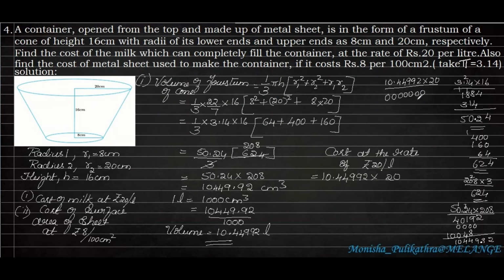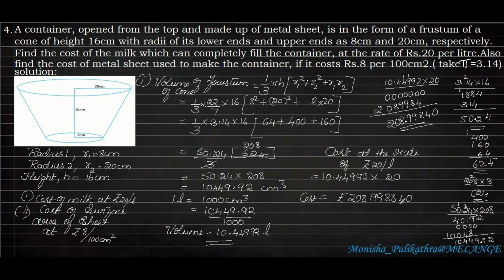Next, 2 into 2, twos are 4, 2 nines are 18, 2 nines are 18 plus 1, 19, 2 fours are 8 plus 1, 9, 2 fours are 8, 2 into 0, 0 and 2 ones are 2. So 0, 4, 8, 9, 9, 8, 0, 2. Counting 1, 2, 3, 4, 5 digits, after 5 digits we have to put a point here. So the cost of 10.44 liters is rupees 208.99.